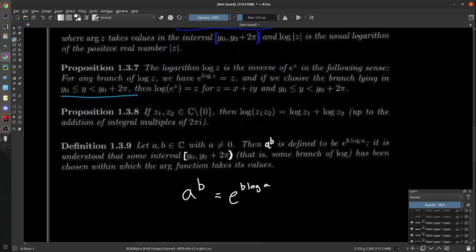So we'll define it as e to the b log a, and we'll implicitly understand that this means relative to some choice of branch for the natural logarithm. And this is done by specifying what values the arg function takes on, where we're considering our angle to lie. So this is all we're doing here. We're just going to use this dirty little trick that always works when you're dealing with real numbers, and we're going to say, hey, if it works for real numbers, shouldn't it work for complex numbers?